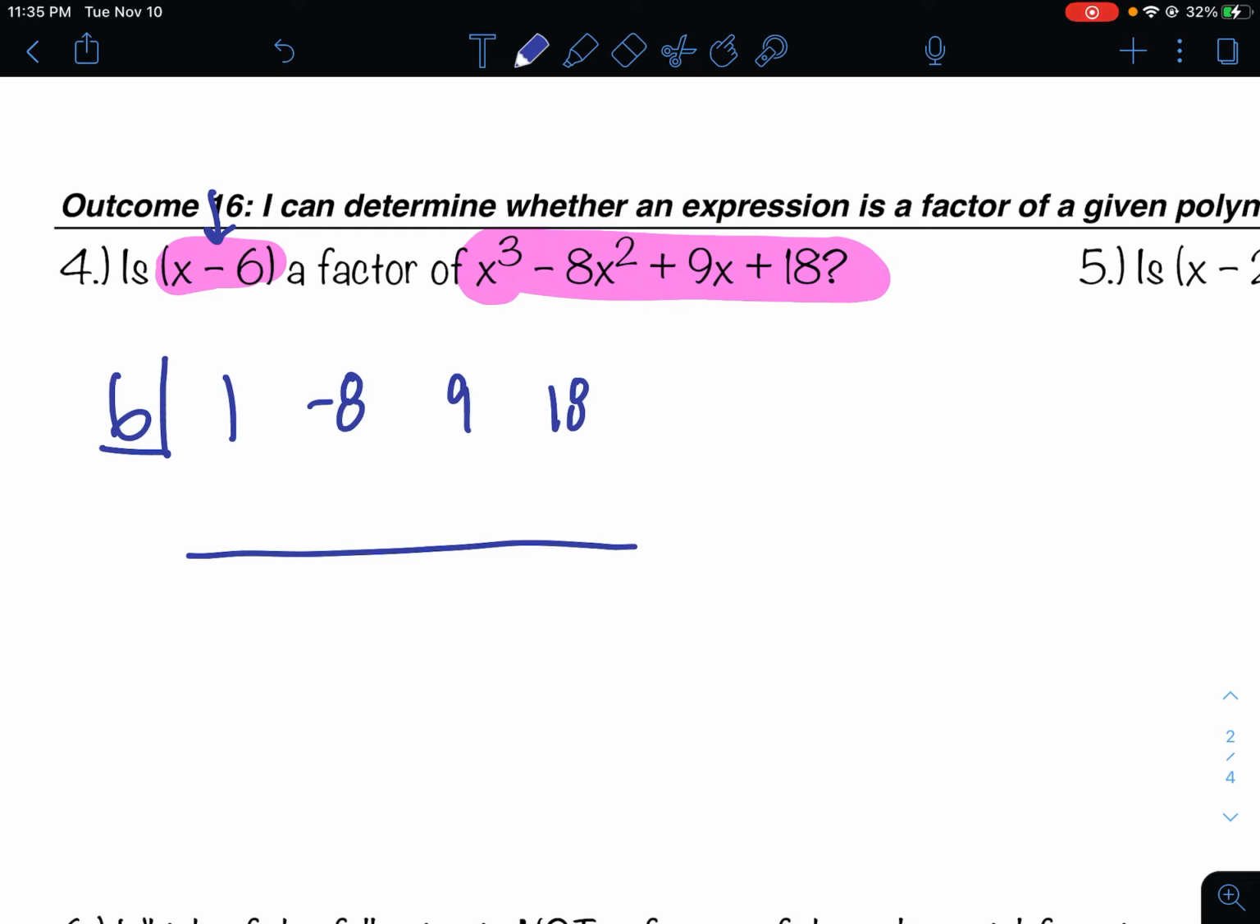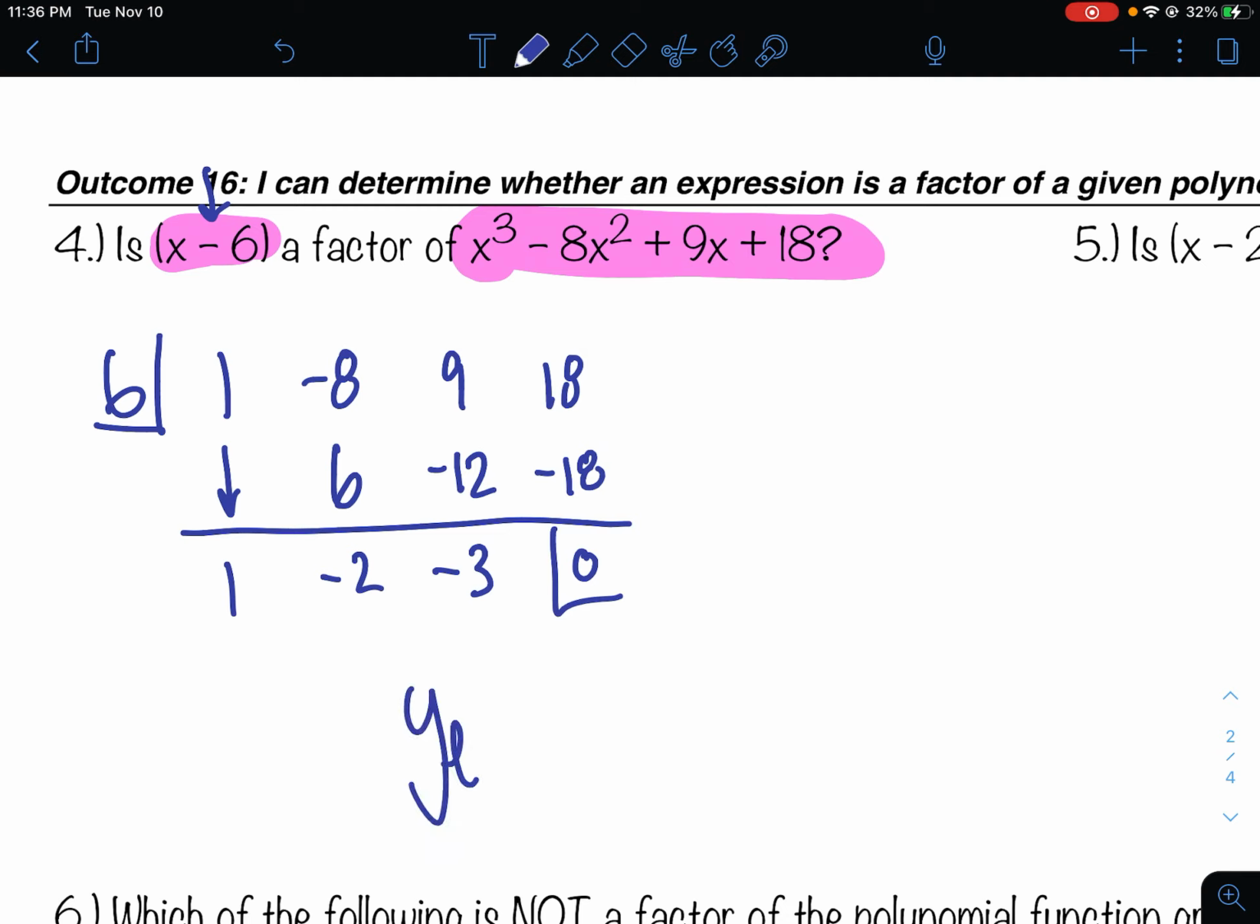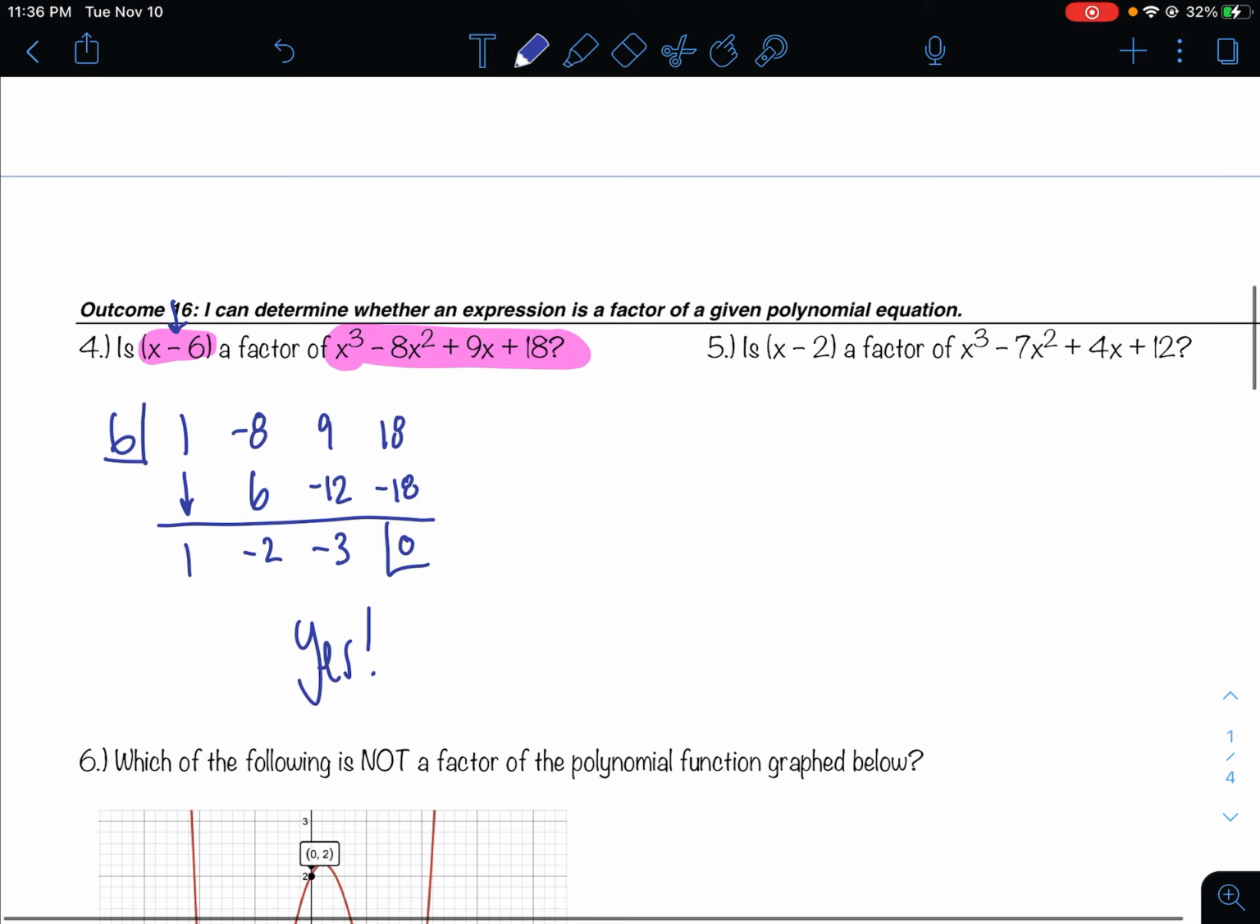If this is a factor, then what I should get is a 0 for my remainder because if it goes into it evenly, I won't have anything left over. So we're looking for a remainder to be 0. The first number is going to be down. 1 times 6 is 6. Negative 8 and 6 is negative 2. Negative 2 times 6 is negative 12. 9 and negative 12 is negative 3. Negative 3 times 6 is negative 18. And we do, in fact, get a 0 as our remainder. So yes, this is a factor. X minus 6 is a factor of the polynomial x to the third minus 8x squared plus 9x plus 18.